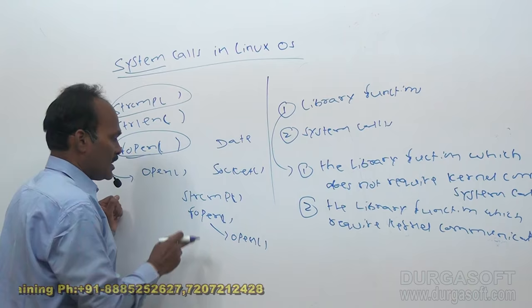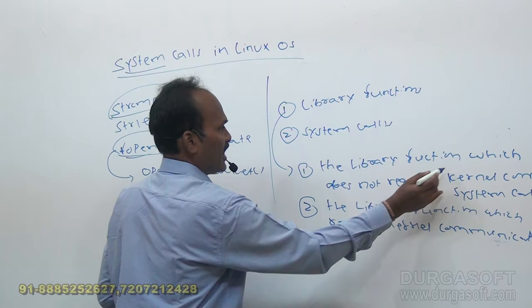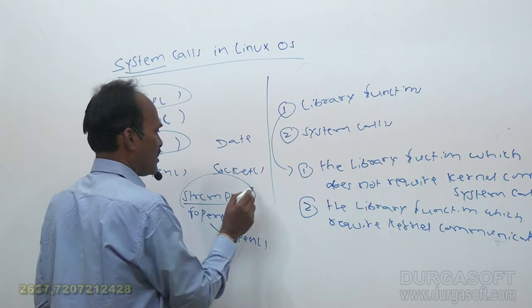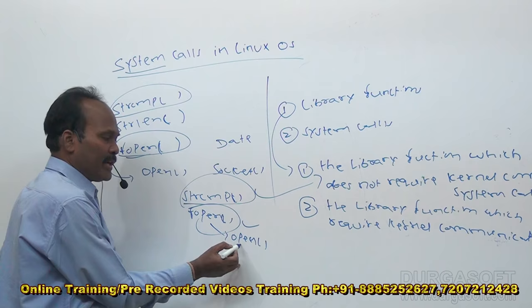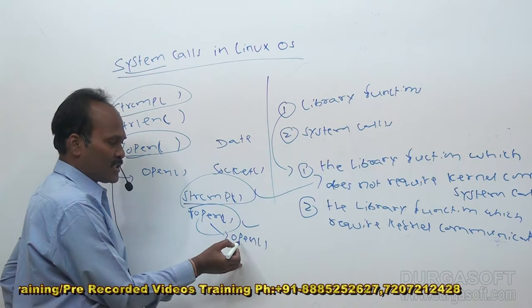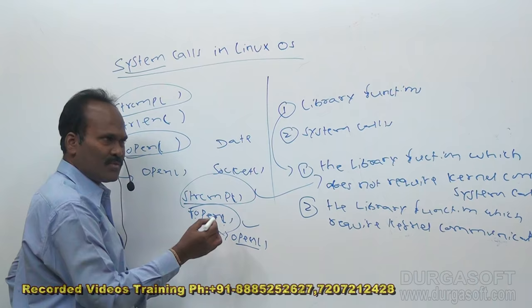And the library functions which do not require any kernel communication, for this category we can have the string comparison function. And for the second category, the library functions which require kernel communication, for this category we can say the fopen function, because fopen internally is going to communicate with open. It is not a library function, it is a system call. The functionality of the open function is exactly similar to the fopen function.